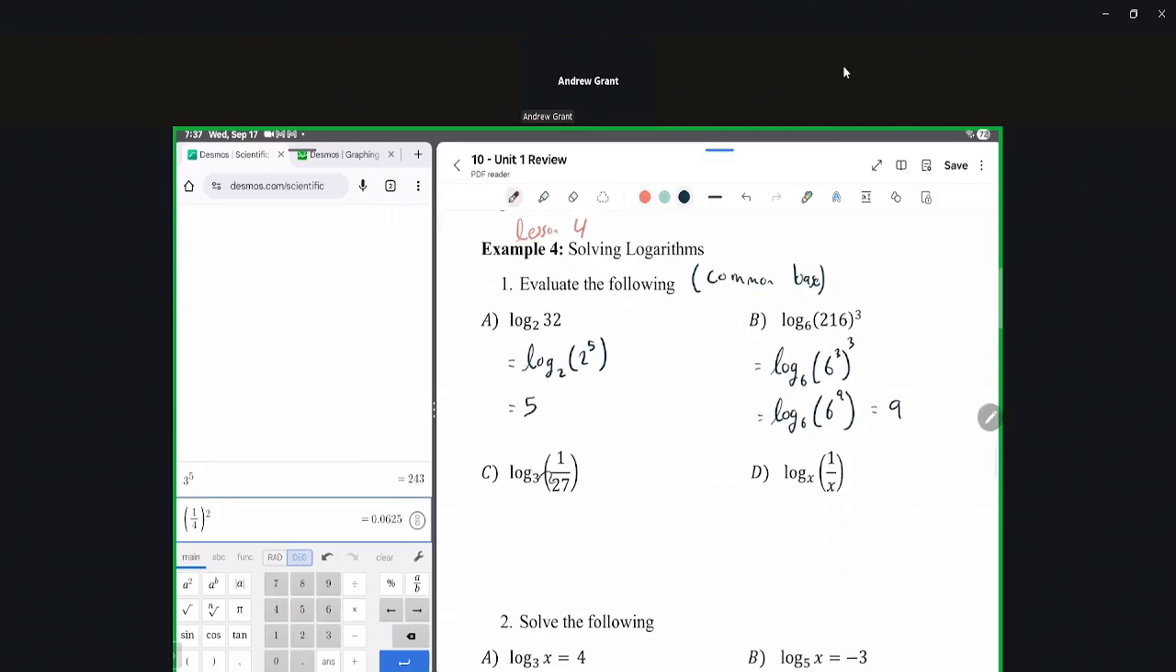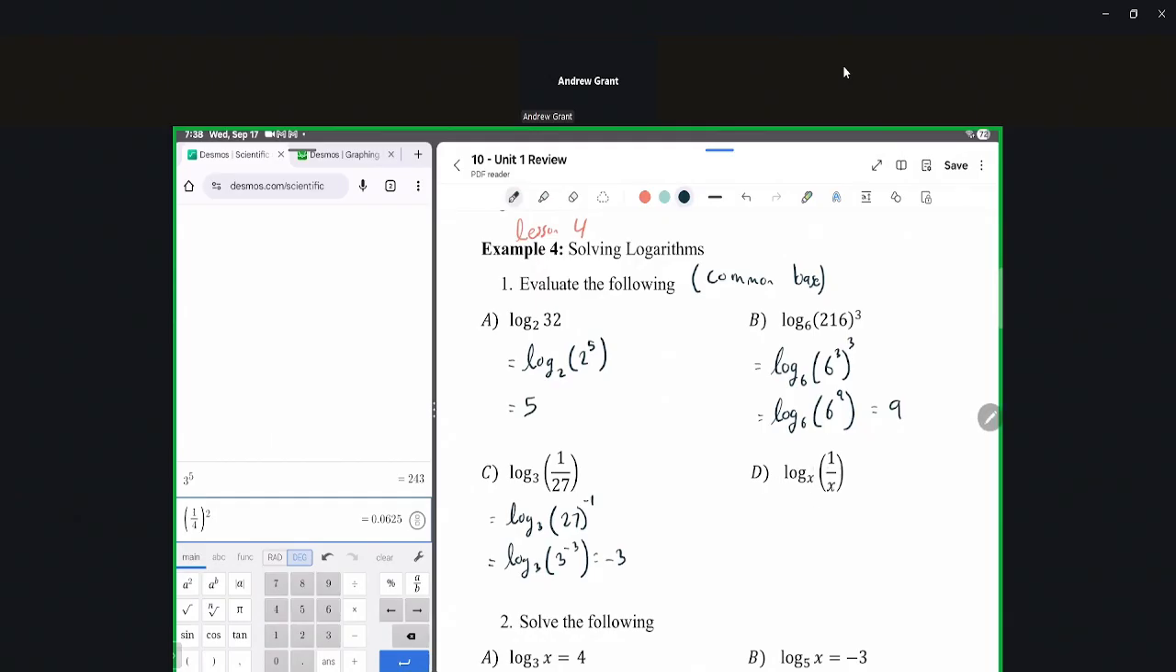Letter C, we have log base 3 of 1 over 27. So again, we see 1 over 27 and a base of 3. We want to have a negative exponent. So 1 over 27 is the same thing as 27 to the power of negative 1. So remember, 27 is 3 to the power of 3. So this will be log base 3 of 3 to the power of negative 3, which is going to be equal to negative 3.